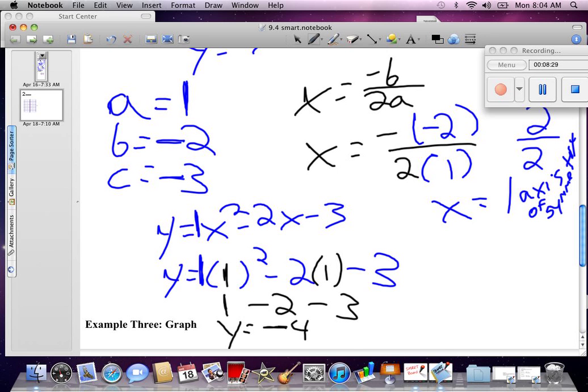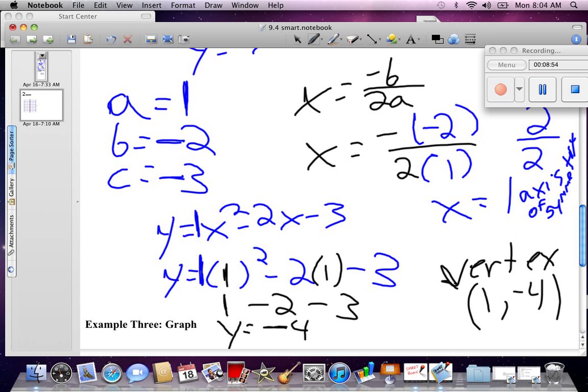And so our vertex is 1, negative 4. That's the bottom of my bowl, or the top of it if it looks like a hill. Because I know my x value when I plug it into my axis of symmetry equation is 1. And when I plug that 1 in for x, I'm going to get negative 4.